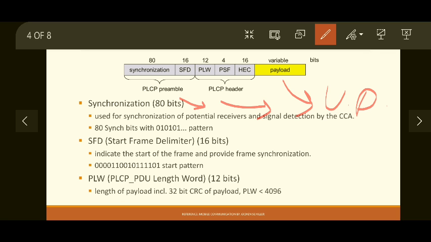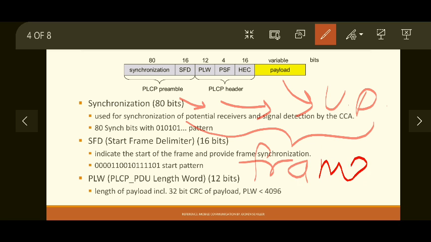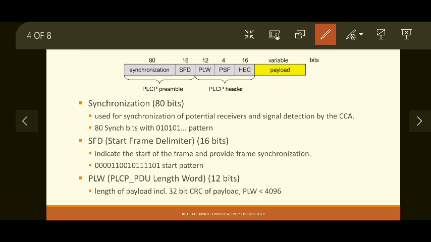A frame consists of a preamble part, a header part, and then user data, which is called the payload. Now let's see the different fields in this particular frame. Each and every frame starts with the synchronization bits. These are 80 bits defined for the FHSS based physical layer. So the first 80 bits are synchronization bits.